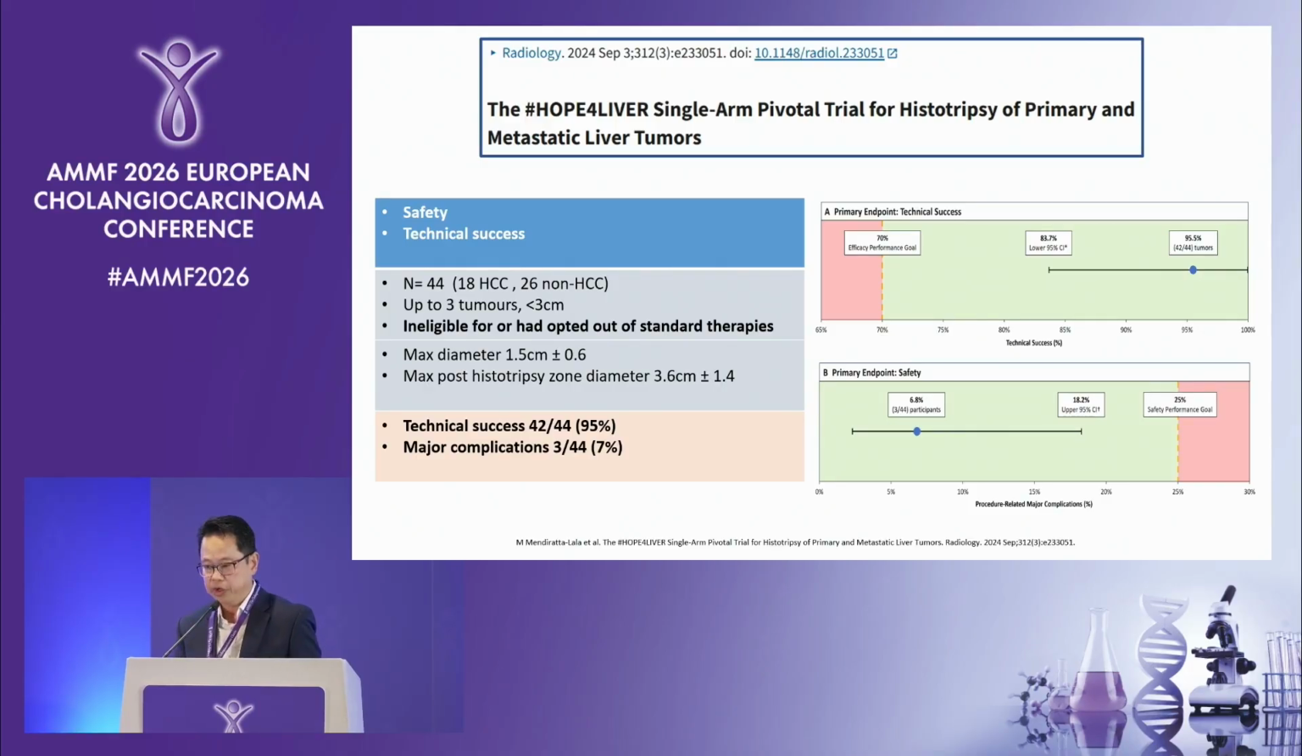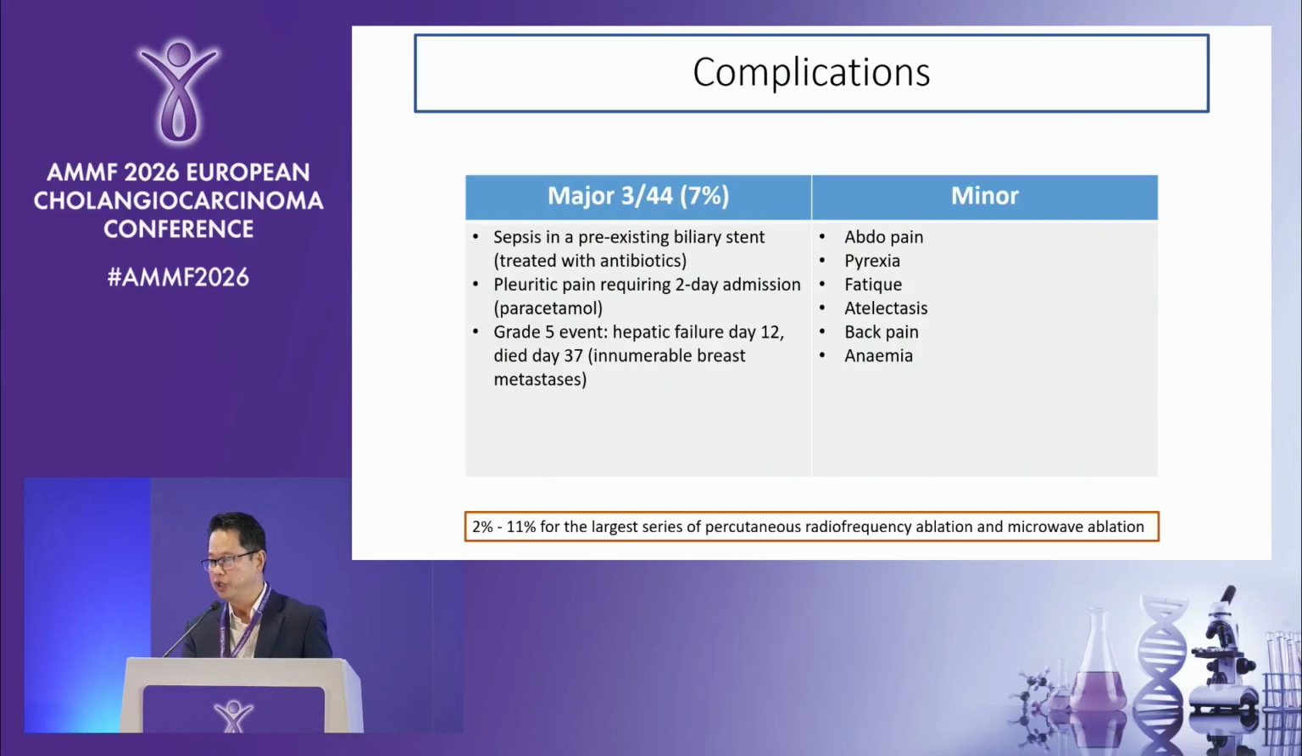There were three major complications. Let's look at them. The first complication related to sepsis or infection in a patient with a pre-existing bile duct stent. And that's not uncommon in anything we do in the liver. When a patient has bile duct stents, any intervention we apply increases the risk of infection.